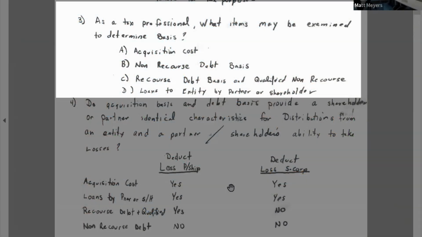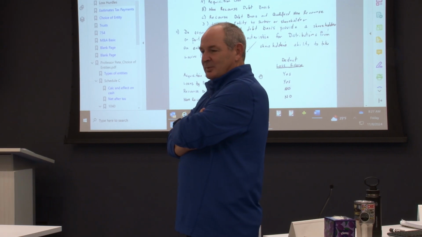Number 3, as a tax professional, what items may be examined to determine basis? A, acquisition cost. B, non-recourse debt basis. C, recourse debt basis and qualified non-recourse. D, loans to the entity by a partner or shareholder. Okay. Sometimes I think I'm catastrophically stupid, and this is one of those moments. Shouldn't we write down adjustment by K1 income and expense and other items? Shouldn't that be on there?